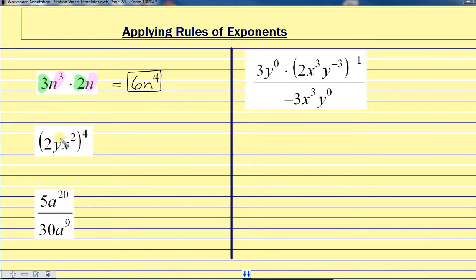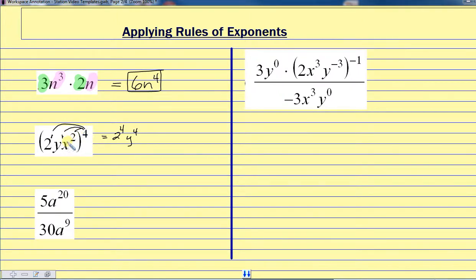Now when we have powers of powers, we have to make sure that the power outside the quantity, whatever the power is going to, gets distributed to each thing inside. So we have to put in invisible powers if we need to. We have 2 to the first power, y to the first power, and x to the second. So we're going to distribute this power. So 2 to the first power 4 times, 2 times 2 times 2 times 2, gives us 2 to the 4th power. And then y to the first power times itself 4 times, y times y times y times y, gives us y to the 4th. We just multiply the powers, 1 and 4. And then we multiply these two powers, 4 and 2.